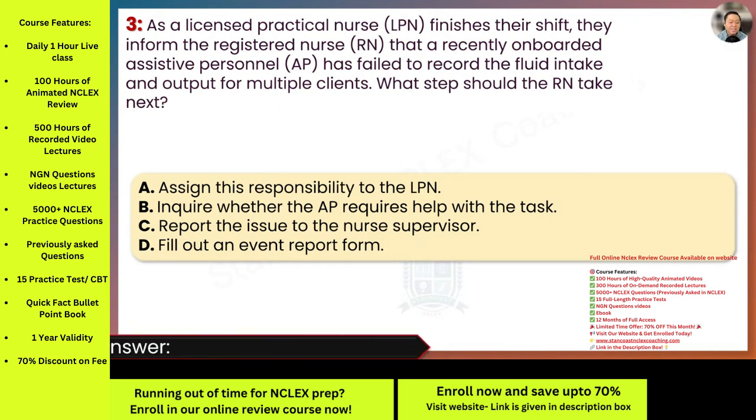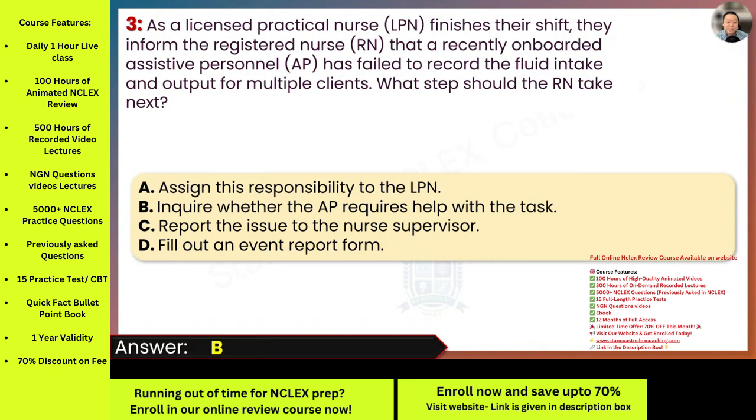The answer here is letter B. Inquire whether the assistive personnel requires help with the task. So, what should the RN do about the assistive personnel's mistake? This question is about handling delegation issues and also managing team members effectively. And so, when an assistive personnel is not doing their job properly, the registered nurse has to step in, assess the situation and correct it appropriately.